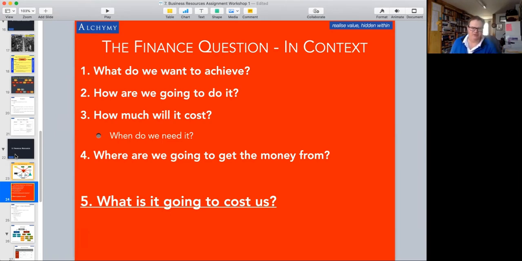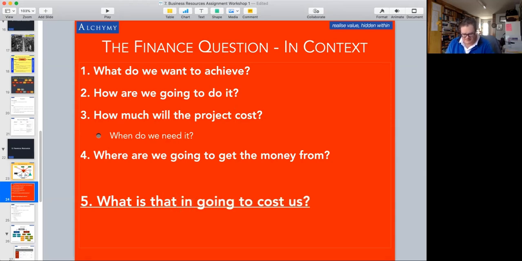How much this actually should be, how much will the project cost? So what do we want to achieve? How are we going to do it? How much will it cost us to do that? Where are we going to get the money for the project from? And what is that investment going to cost us? How much are we going to have to pay for the money we raise to do that project? Okay. I put another question there as to when do we need it?